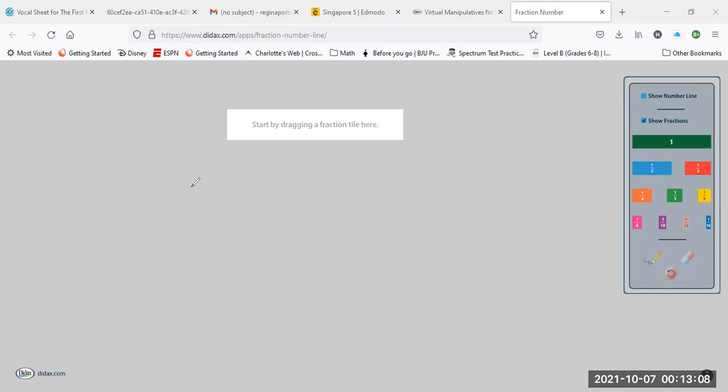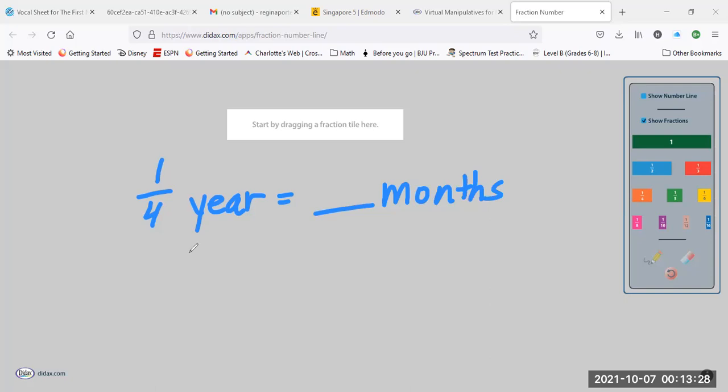We can take this knowledge of multiplying fractions and apply it to conversion of measurement. To convert something is to change it from one form to another. So if I want to say, what's 1/4 of a year? How many months is that? Well, first of all, you need to know that 1 year is 12 months. So 1/4 of 12 is what we're trying to find.